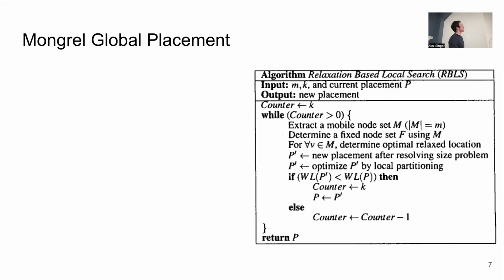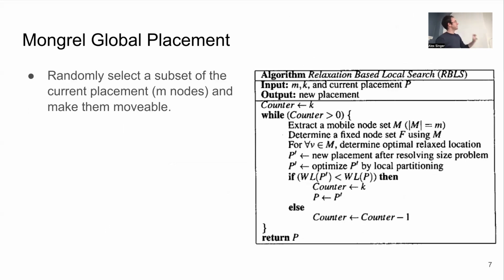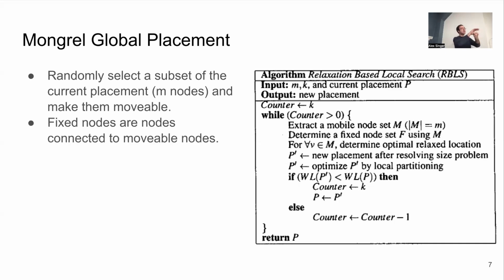So how does Mongrel do their global placement? I want to walk through this algorithm because it's kind of cool. Here's what we're going to do. We're going to randomly select a subset of the current placement where there are M nodes and make them movable. Over several iterations of global placement, we're going to make M smaller and smaller. But for right now, we select a subset of M nodes and declare that those can move. We're then going to fix any nodes that are touching those movable nodes, because those are the ones we care about. Any fixed nodes outside of that set, we don't care about, because they're not going to contribute to anything that's going to happen in our placement right now.